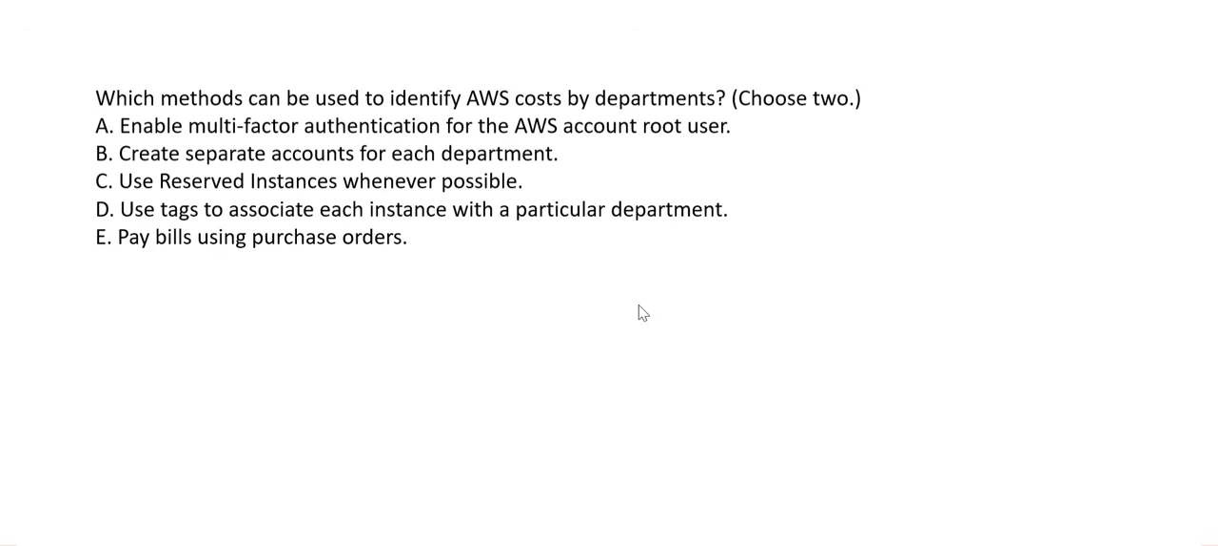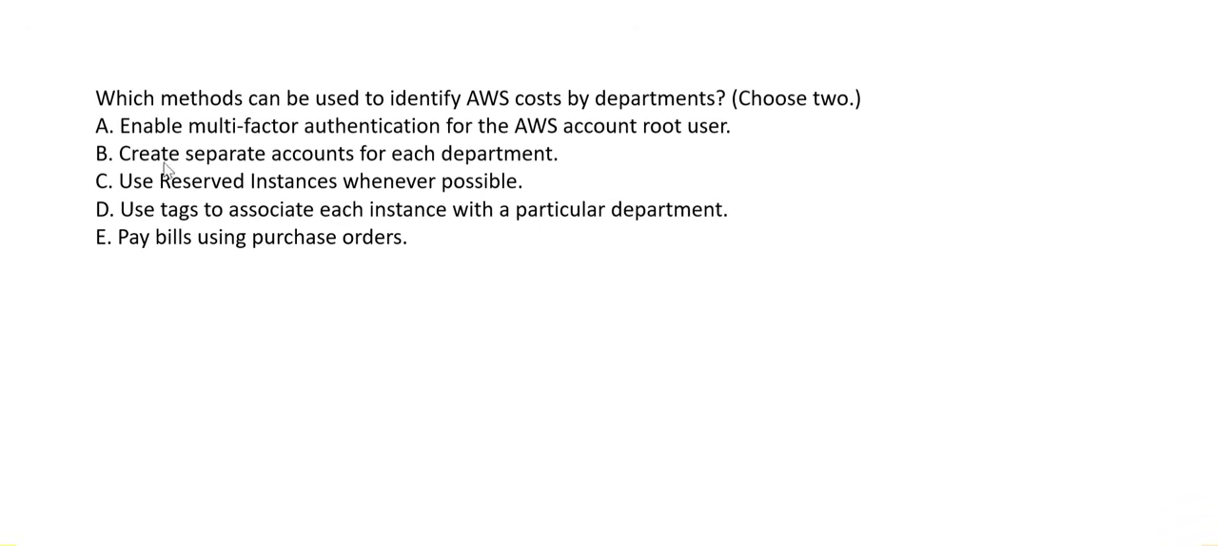At a high level, tags are definitely used, because tags can help you identify which resources. You can use a different tag for a finance department, a different one for an HR department. So let's look at the options. Enable multi-factor authentication. This is incorrect because you can do a double layered security by putting a multi-factor authentication, but that is not something which you can use to identify the AWS costs.